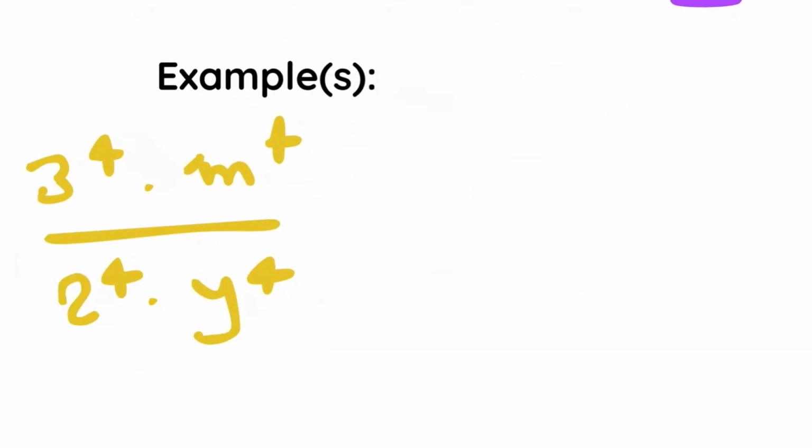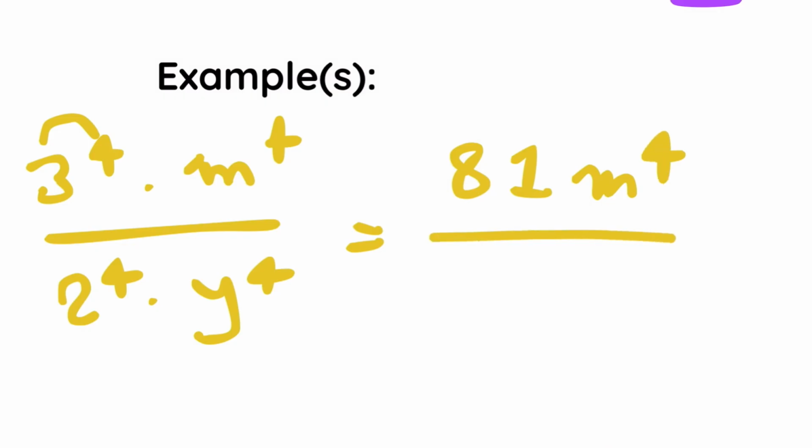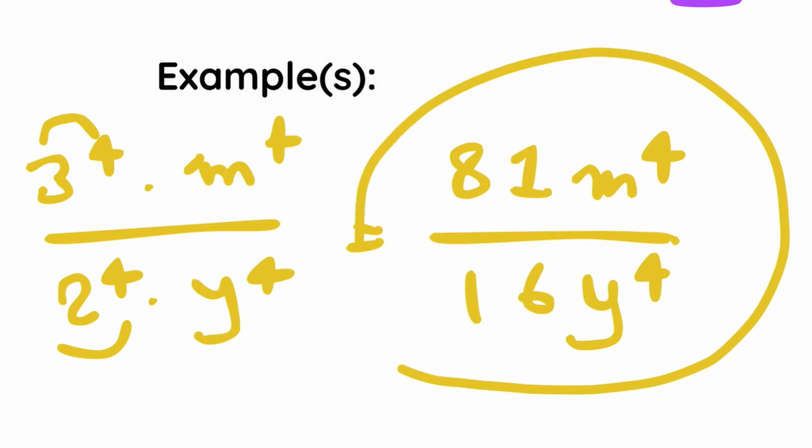The answer will be, let's just simplify them. 3 to the power of 4, 81, m to the power of 4 itself, divided by 2 to the power of 4, 16, times y to the power of 4, and this is our answer.